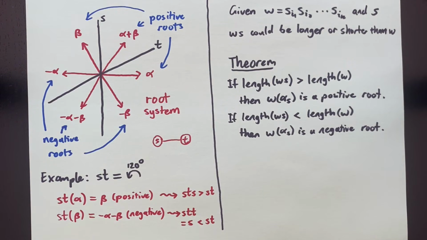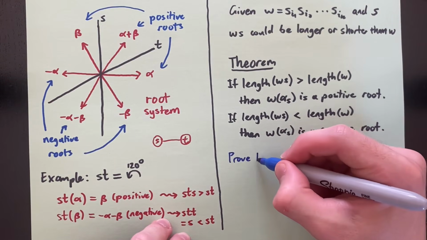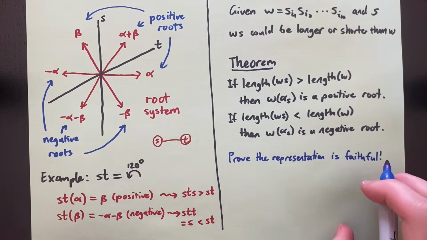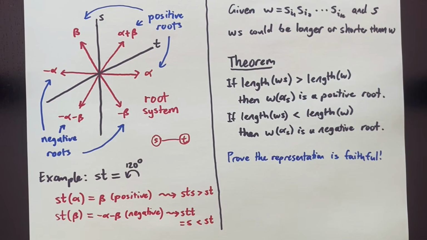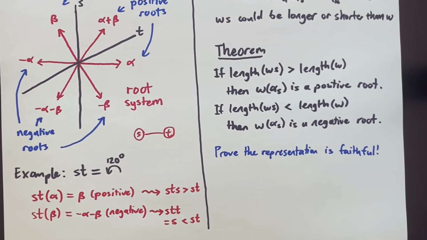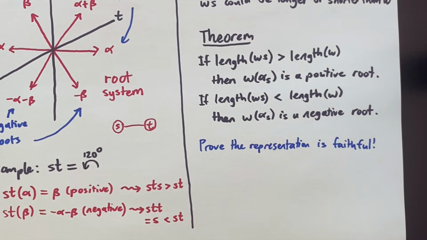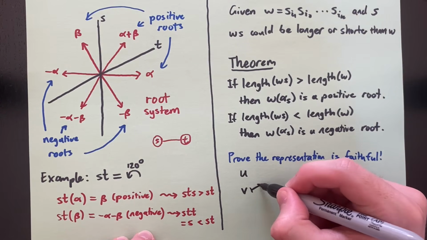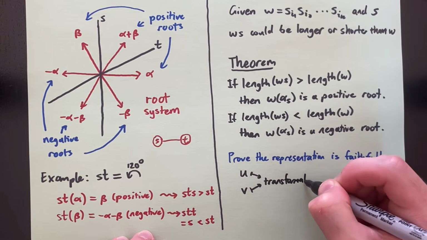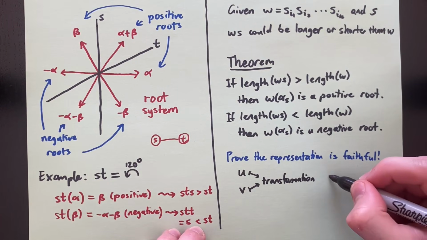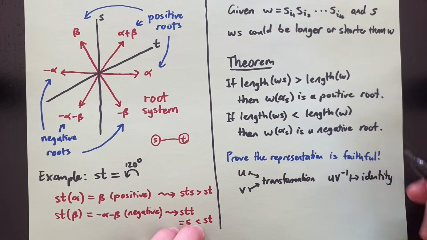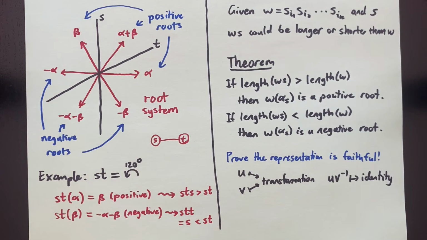This is actually a good exercise if you know a little bit of group theory. See if you can prove using this theorem that any two distinct Coxeter group elements must map to distinct linear transformations. Suppose we have two group elements u and v which get mapped to the same linear transformation. That means if we take u and multiply it by the group inverse of v, the result gets mapped to the identity transformation. Now, the identity transformation is very special.